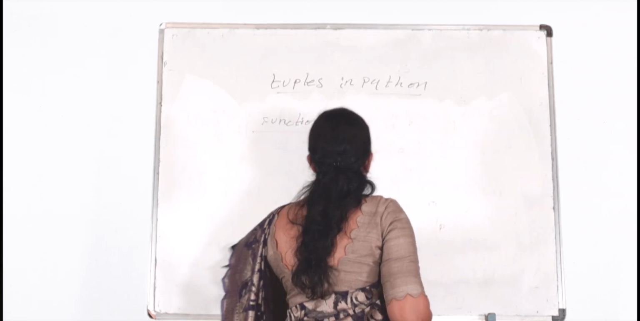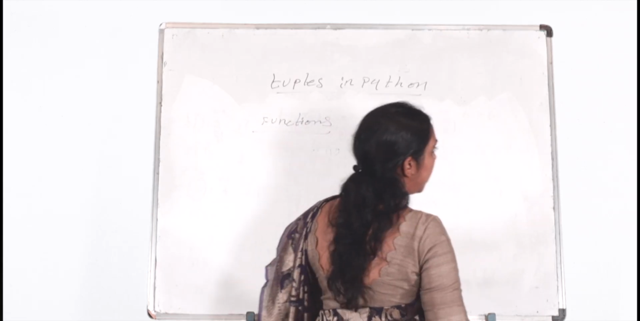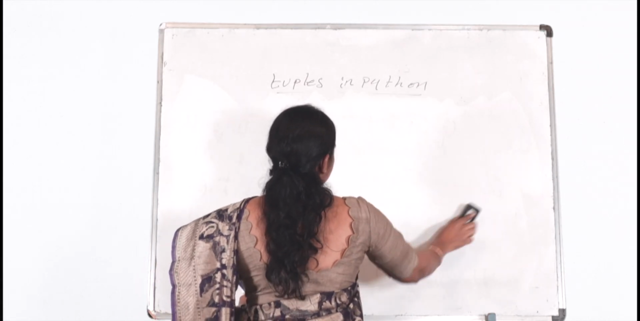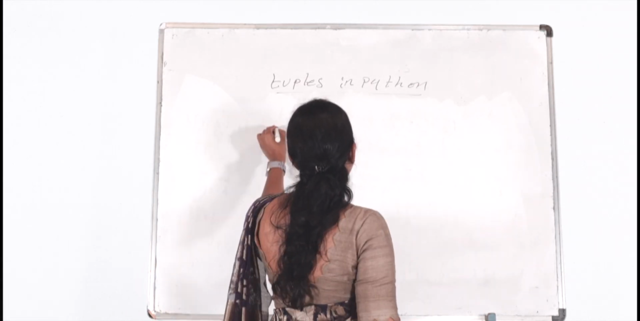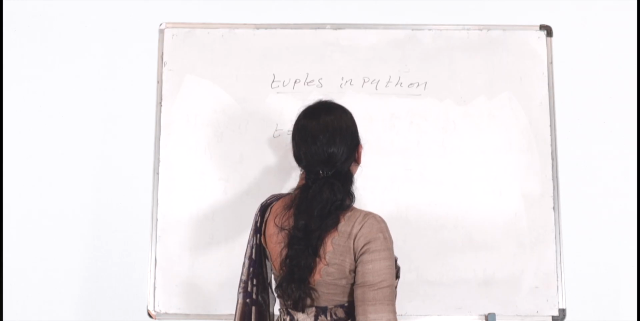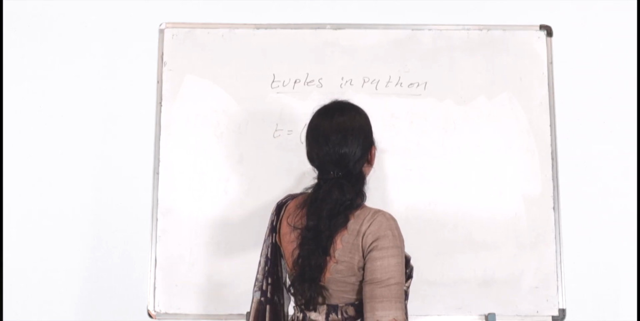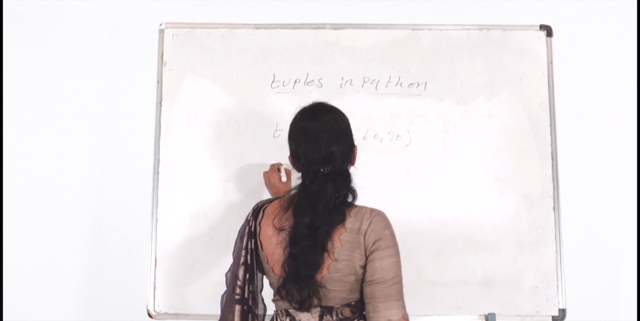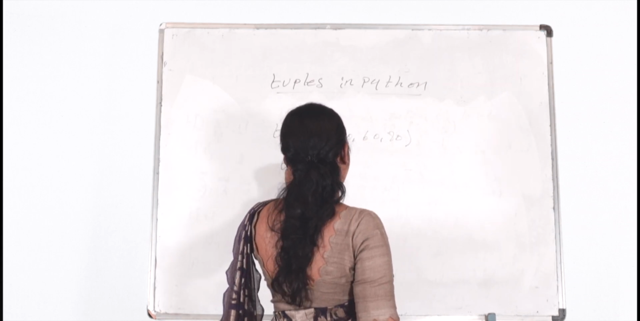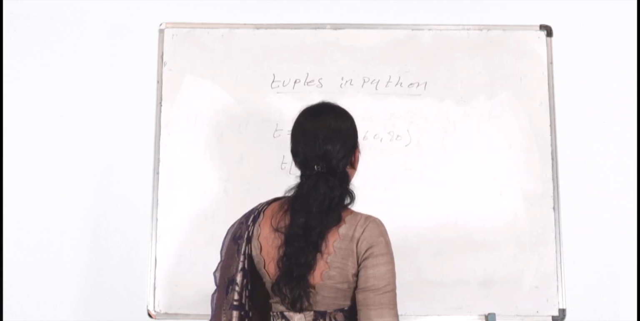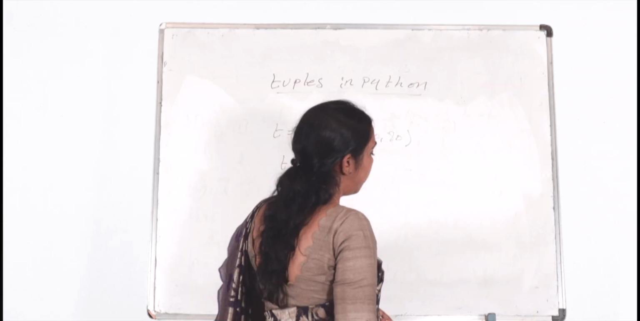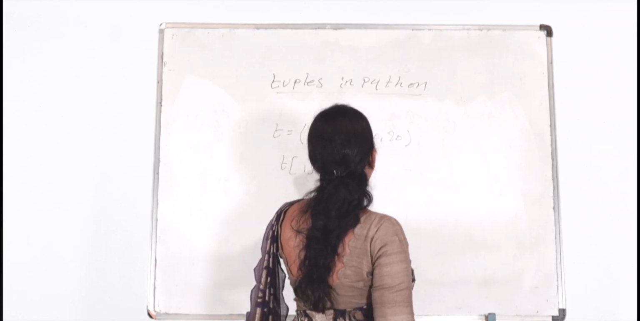And one more statement I have told: a tuple is immutable. We will see that now. Immutable means we can't change its elements. I'm going to represent a tuple with 20, 40, 60, 80. This is the representation of a tuple. If I change it, t of 1 is 40, and instead of 40 I want to change it to 100.